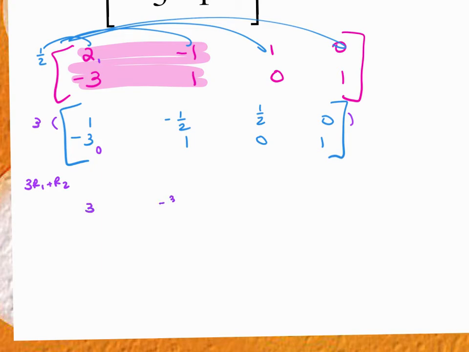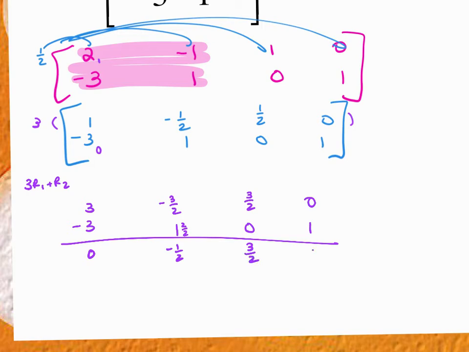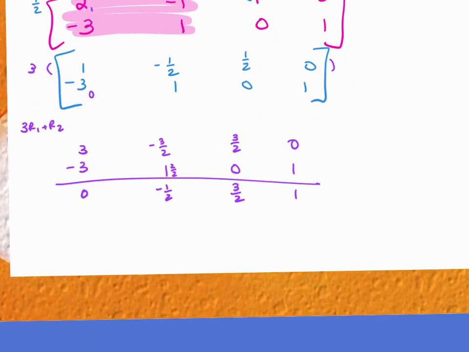3, negative 3 halves, 3 halves, 0 plus negative 3, 1, 0, 1. Oh, it's only the row that you add the 1 half, right, just that single row. Yep. So I get 0. This is 2 over 2. So negative 3 over 2 plus 2 over 2 is negative 1 half. 3 over 2 and 1. And that takes the place of row 2.